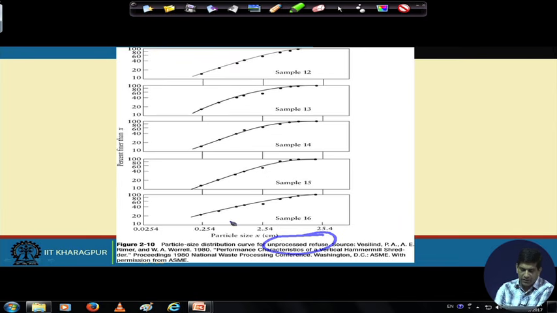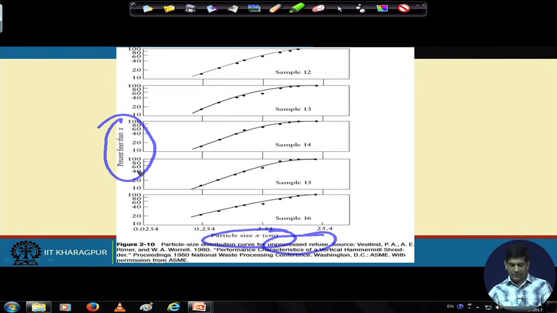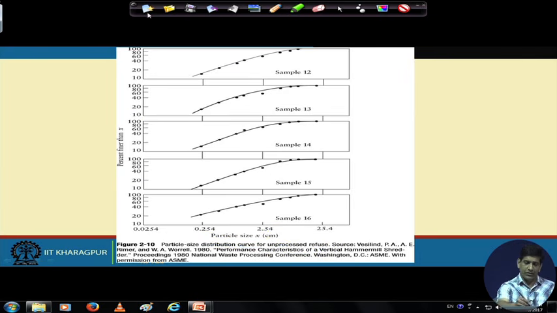Over here, for the different samples, on the y-axis you have the percent finer than x, and on the x-axis is the particle size. For the different samples there is certain variability. We do see certain variability in terms of the particle size, and that depends on what kind of waste it is, what the source of the waste is, and all that.